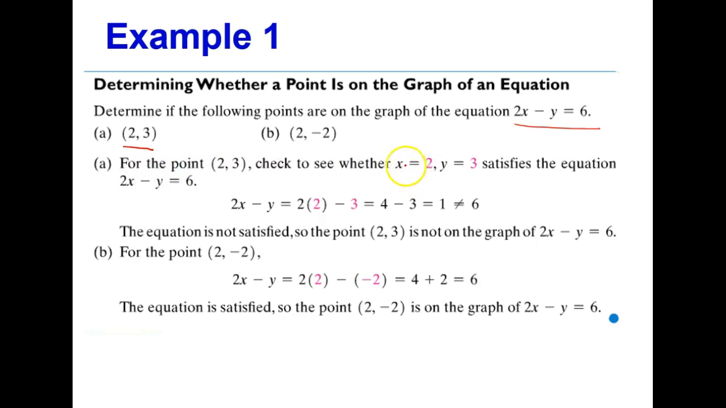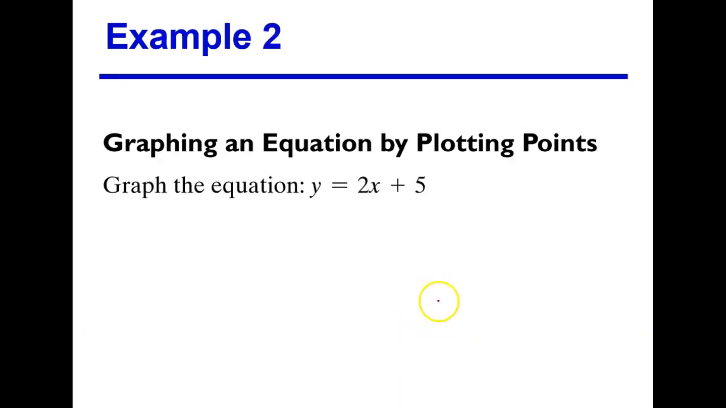So I want to see if x equals 2 and y equals 3 will make a true statement. So all I do is plug in a 2 for my x and a 3 for my y, and then I simplify and solve, and I see that this equals 1. Well, given my equation it's supposed to equal 6, so it is not on the graph. So now let's try point B, (2, -2). So again, I just plug those values in and simplify and solve. And since I ended up with 6, which is what I have in my equation, I can say that yes, this is on my graph.